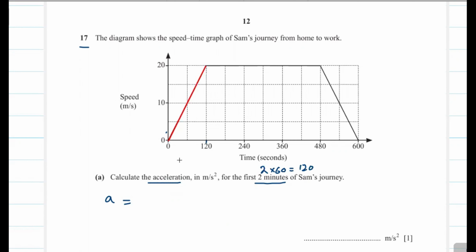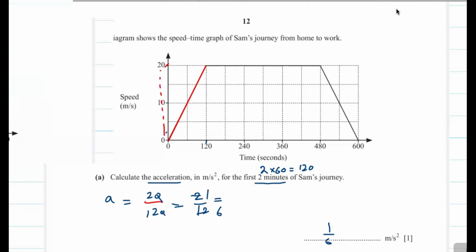Now to find the gradient of this line, we can use the formula vertical distance over horizontal distance. You see here, this is the vertical distance, and the vertical distance is 20. Our horizontal distance is 120. Now you can write it as 0 will be cancelled, 2 over 12, and that's equal to 1 over 6. So 1 over 6 meter per second square is the acceleration.